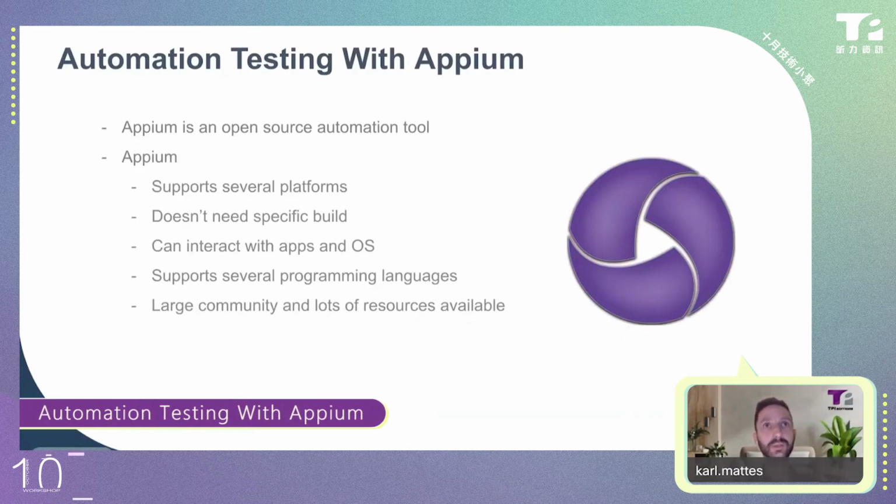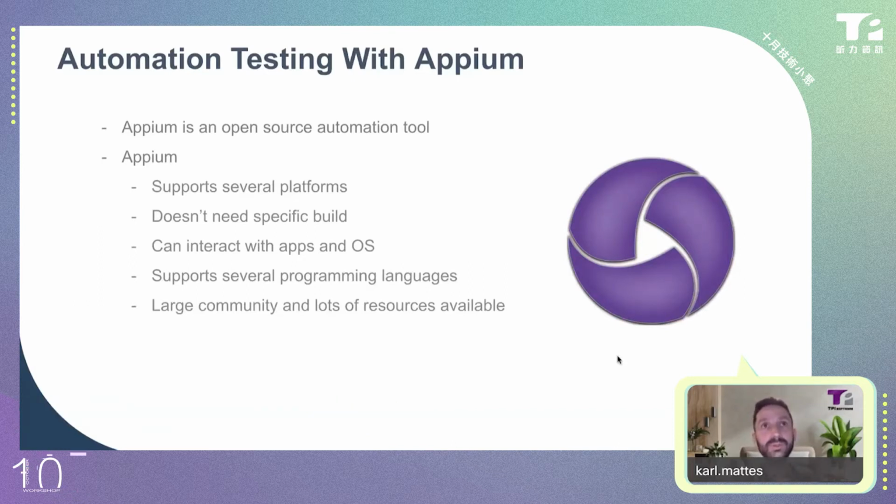Now, let's talk about automation testing. We already had a look at the manual testing approach, and we know now that UI testing is very important. However, it's repetitive and time-consuming. So it would be great if we could automate that process as much as possible. Luckily, there are different tools available for that.